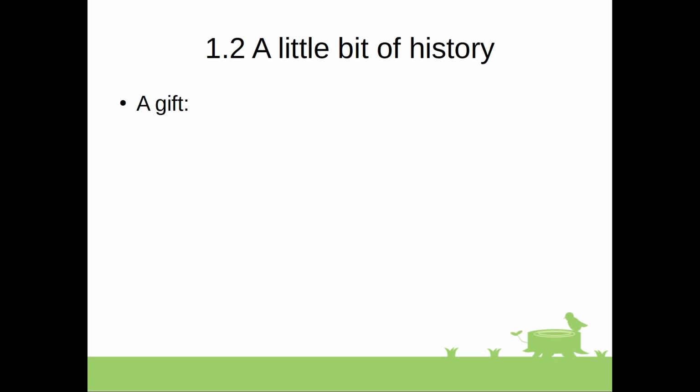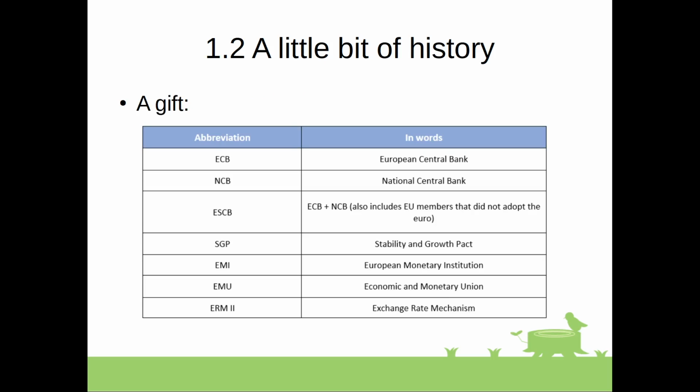A gift, which means you also have this in your textbook, if I'm not mistaken. These are the abbreviations. The thing is, we didn't really see ESCB. You don't have to know this. The other ones you do have to know.